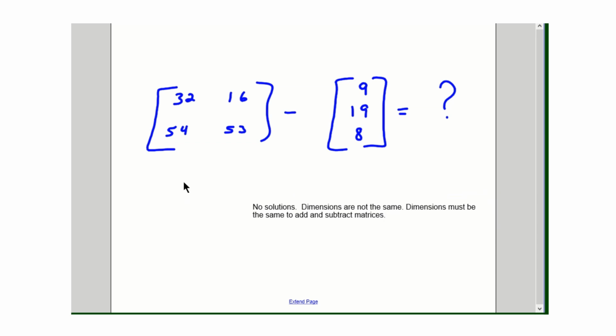Dimensions must be the same to add and subtract. Now, when we multiply matrices, we'll have a little different deal here. When we get to multiplying matrices, the dimensions don't have to be exactly the same. There is some criteria in order to multiply matrices, but having them be exactly the same is not the only criteria. There are some cases where the matrices don't have exactly the same dimensions and you can still multiply them. But we'll talk about that more when we get to multiplication of matrices.